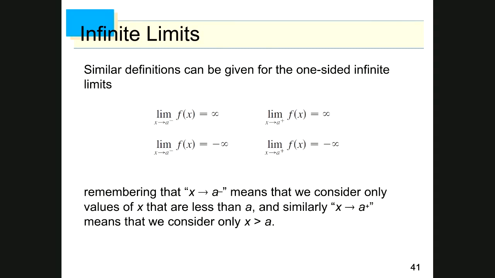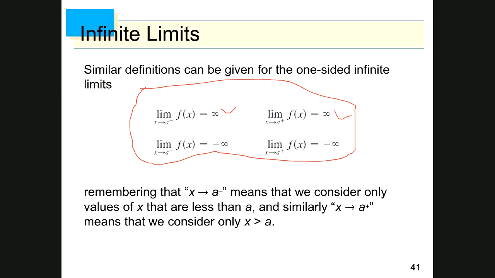These are all the possibilities you can get for infinite limits, so one-sided infinite limits. The limit as x approaches a from the left can be infinity, from the right is infinity, from the left is minus infinity, from the right is minus infinity.